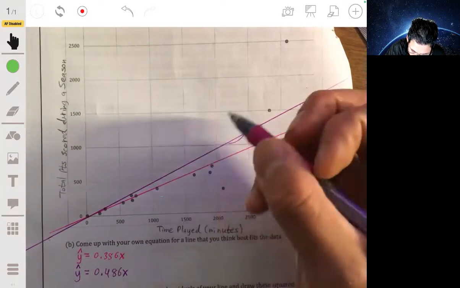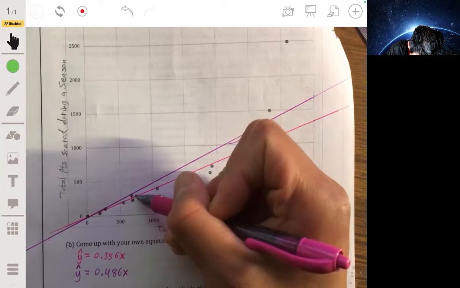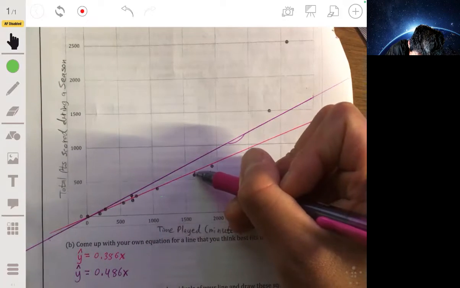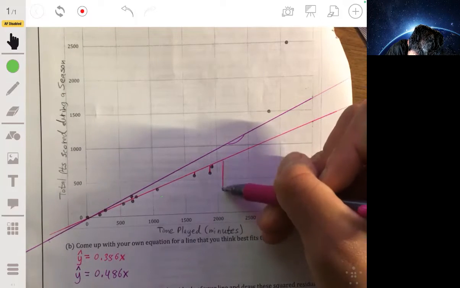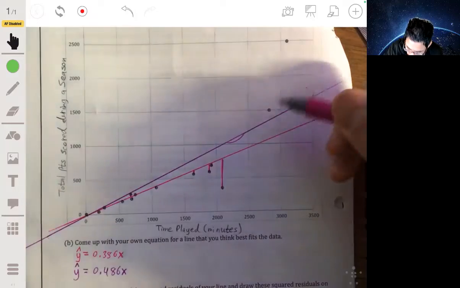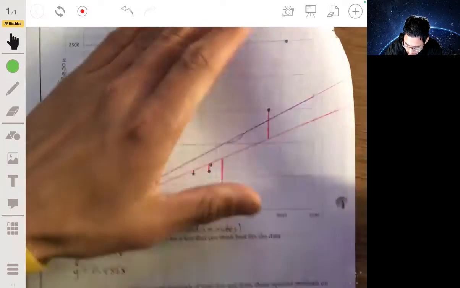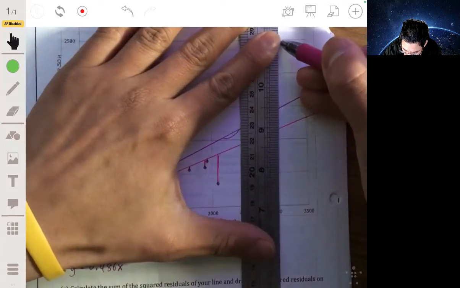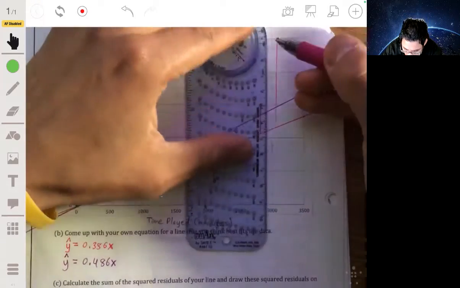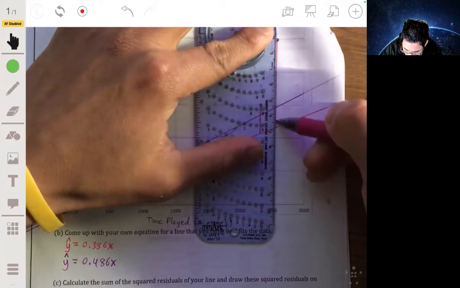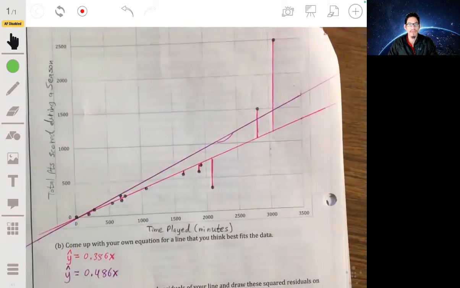So for the pink line, for these points, I'm going to draw vertical line segments, like this. And over here we get a little farther. Here we got crooked, but fix it. So these vertical line segments basically show me how far the pink line is from the points.